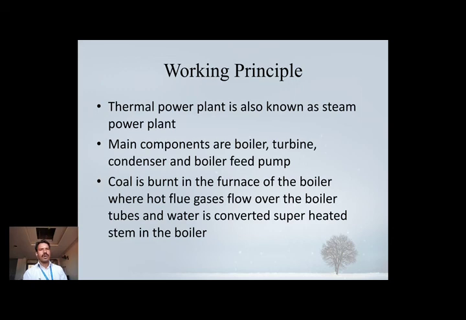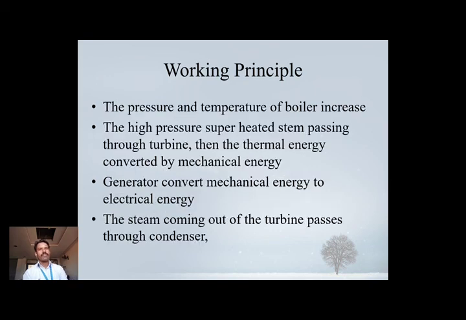The coal is burned in the furnace of the boiler, and the hot flue gases flow over the boiler tubes, and water is converted to superheated steam. Pressure and temperature increase in the boiler because the combustion takes place inside the boiler. High pressure superheated steam passes through the turbine, where the thermal energy is converted to mechanical energy. The generator converts the mechanical energy into electrical energy.